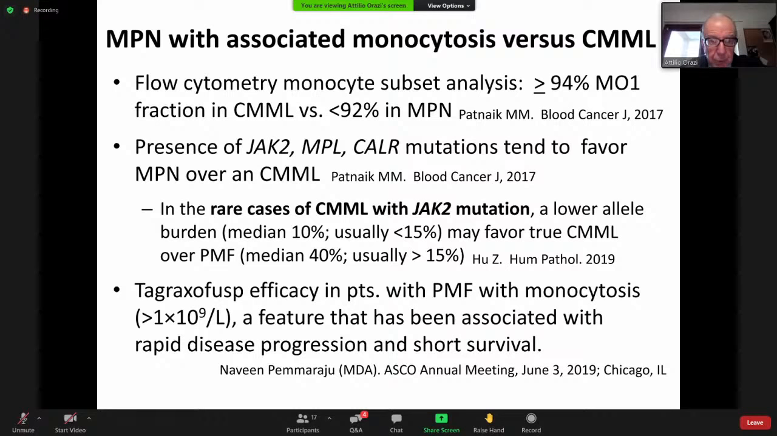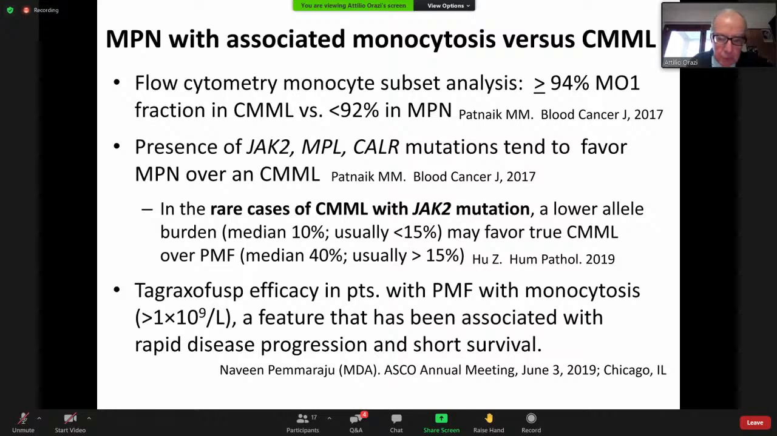Okay, so I already mentioned this. Presence of JAK2, MPL, or calreticulin mutation tends to favor MPN over CMML. Particularly, I would say MPL and calreticulin. The JAK2 can be in both. However, in CMML with JAK2 mutation, the vast majority have a very low allele burden. So let's say you have 5% for the sake of argument. That can be CMML with JAK2, but if you have 50% allele burden or 40% for the JAK2, that's most likely, 90%, a PMF. So the type of mutation and the allele burden can help you out.